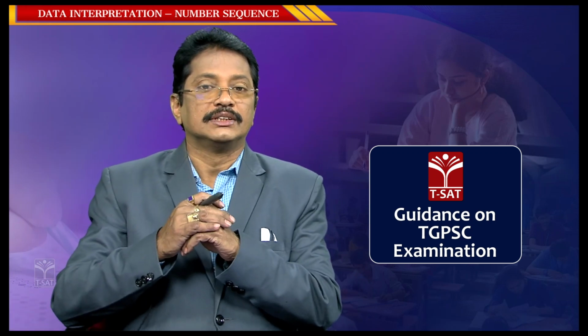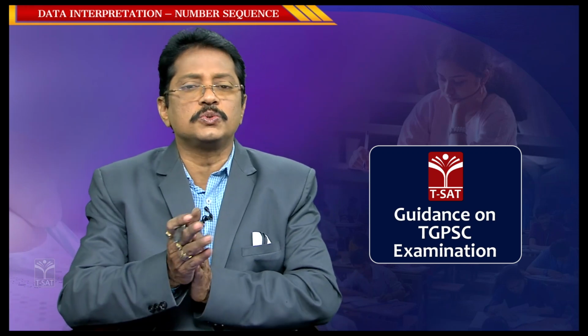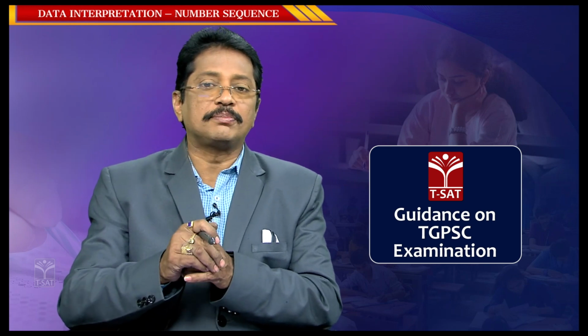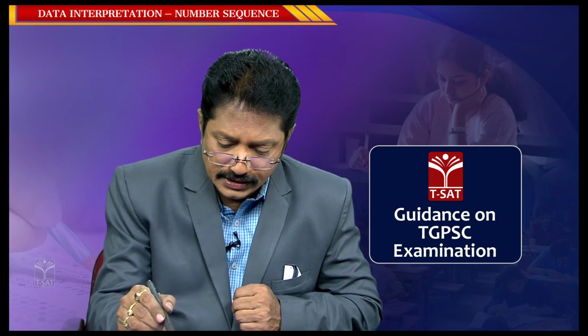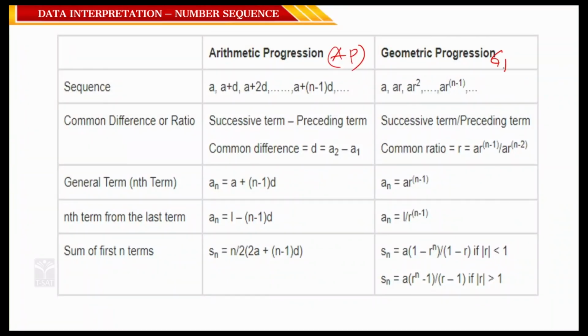Okay. Now, we will compare these two progressions, arithmetic progression and geometric progression. Of course, this is AP and this one is GP. Now, what is the sequence here? Generally, you can say A, A plus D, A plus 2D, A plus n minus 1 of D. Here, A, AR, AR square, AR to the power of n minus 1 and so on. That is a sequence.